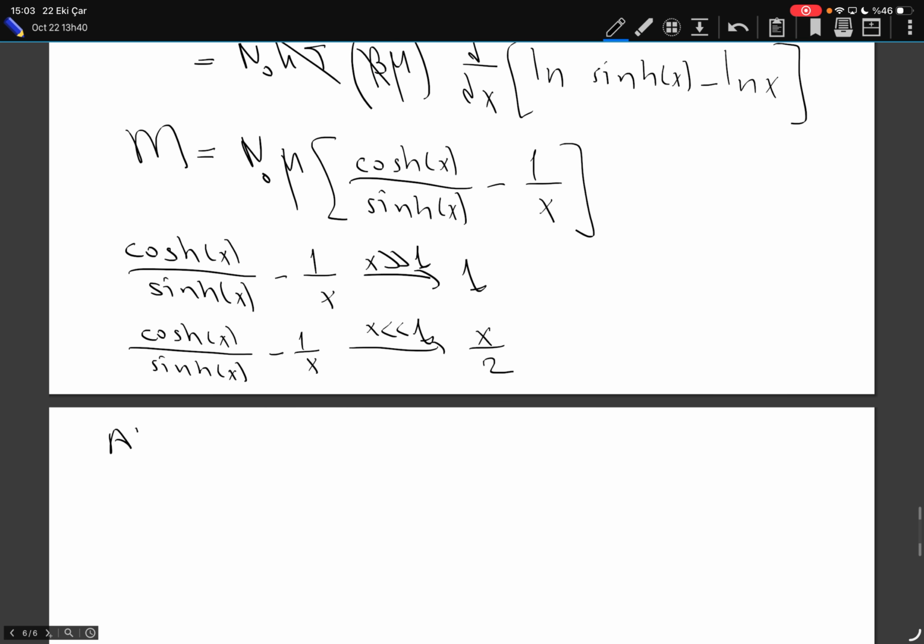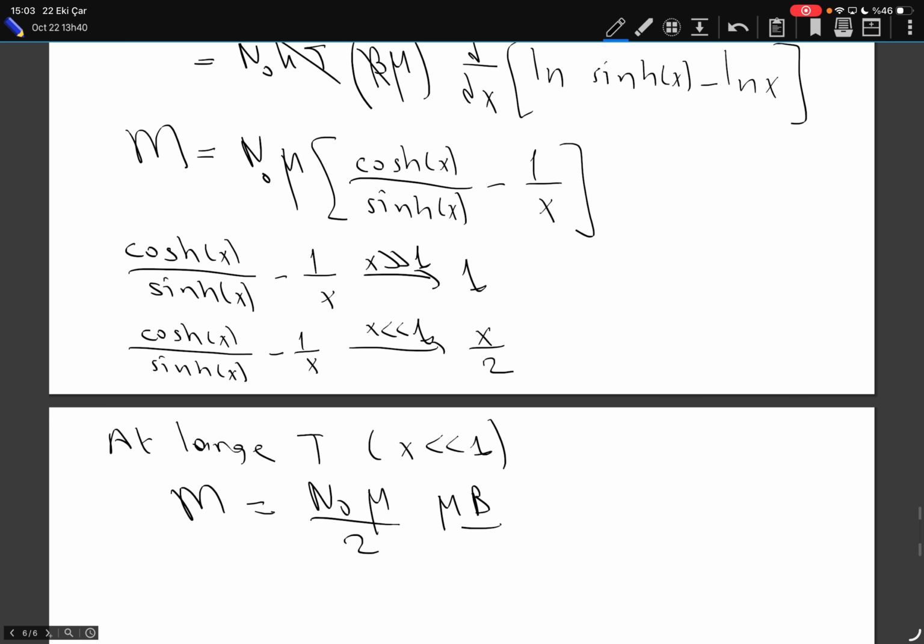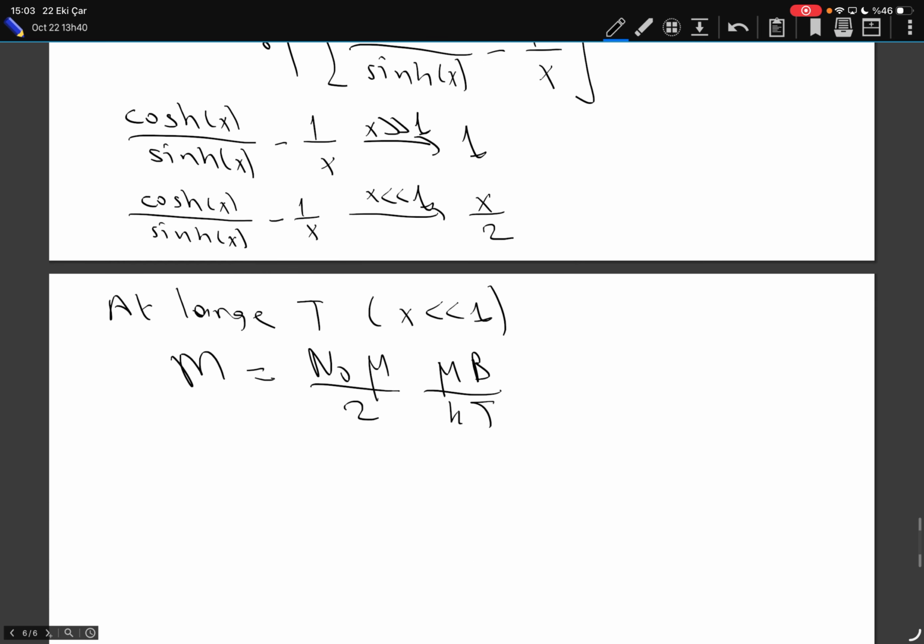So at large temperatures, that is x much, much less than 1, magnetization is given by N0 mu over 2 times x, where, remember, x was mu B over kT. This is the magnetization. Do you remember what magnetic susceptibility was? Magnetization is defined as magnetic susceptibility times B. This is called the magnetic susceptibility.